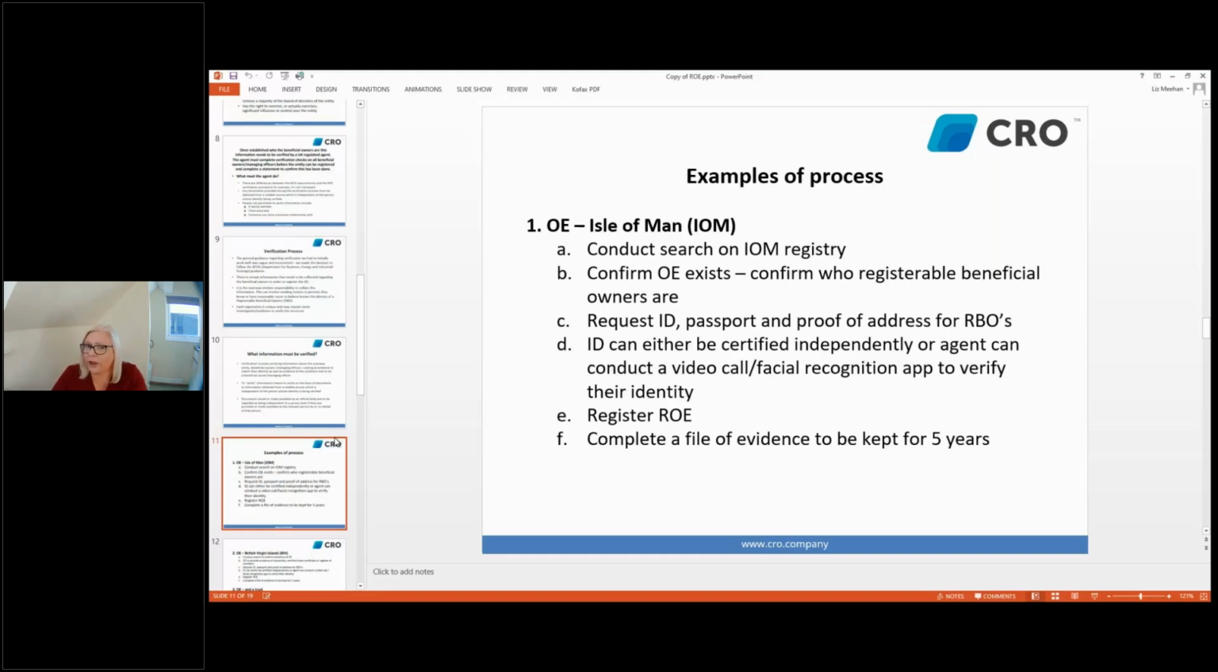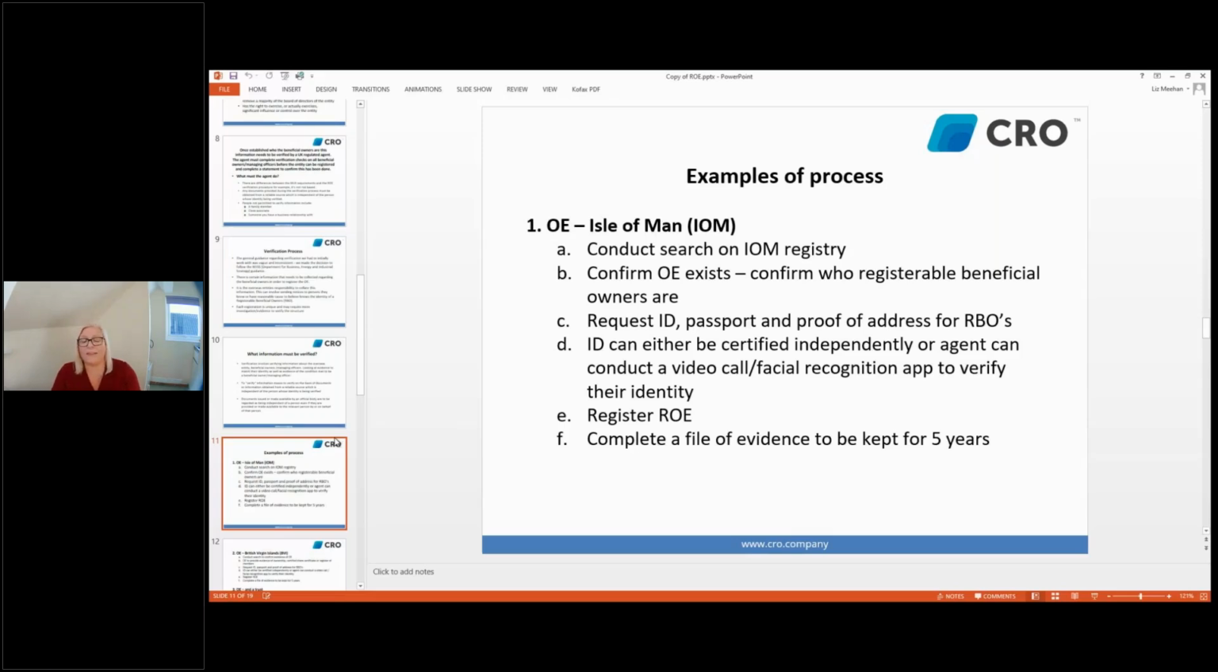You can confirm that the overseas entity exists, which is important. And if it's an older company, you can confirm who the registrable beneficial owners are. If not, then you may need to request a register of members or share certificates to confirm that you've got the correct people. And then it's just a question of then confirming their identities.